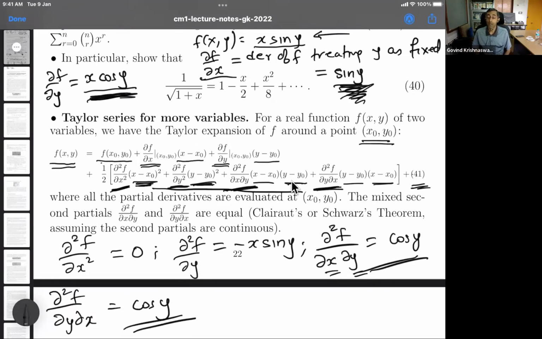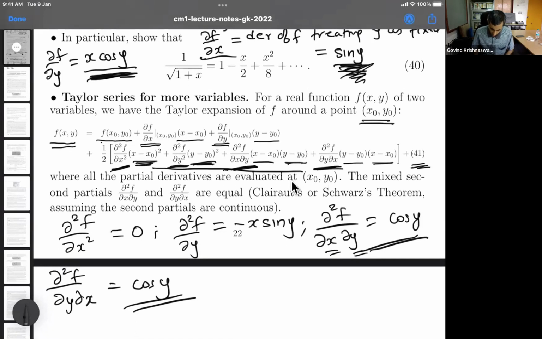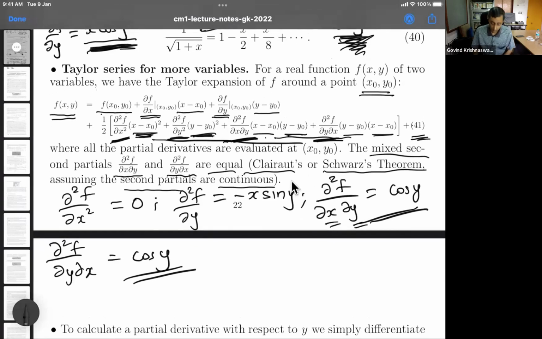Now, this is generally the case if the functions are of reasonable sort, and this is the content of Clairaut or Schwarz's theorem. It says that the mixed second partials, namely d2f dx dy and d2f dy dx, are equal, provided the second partial derivatives are continuous. So there is a mild hypothesis, and if that is satisfied, one can show that these mixed partials are equal, so that these 2 terms can be combined. Any question about just the formula itself? That is the first stage.